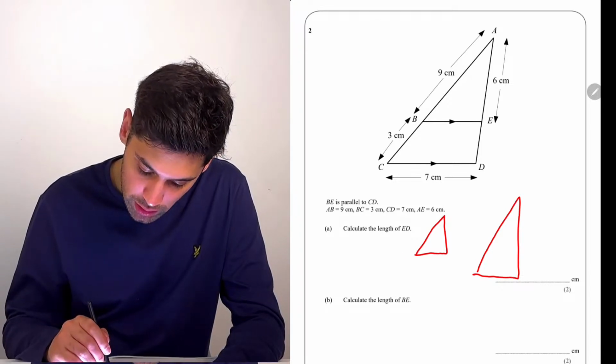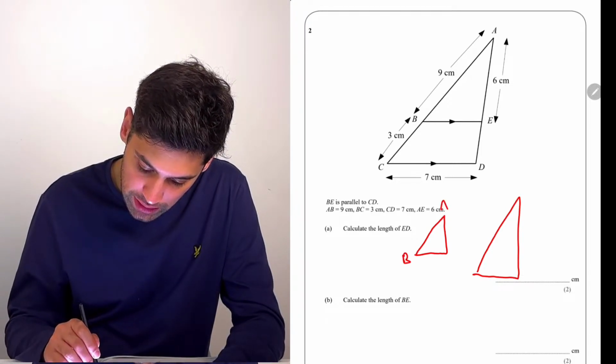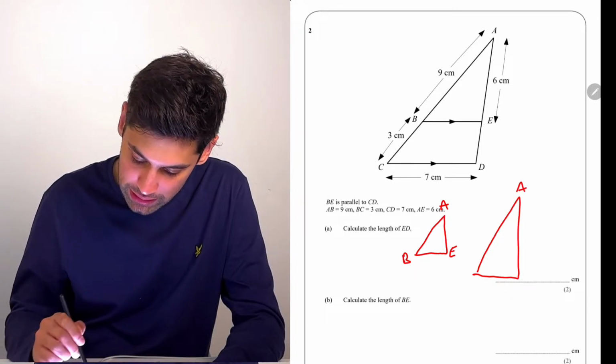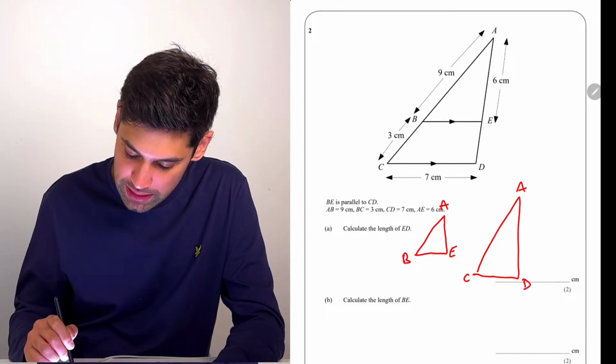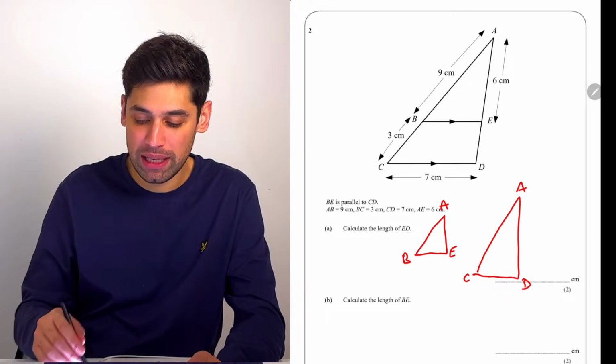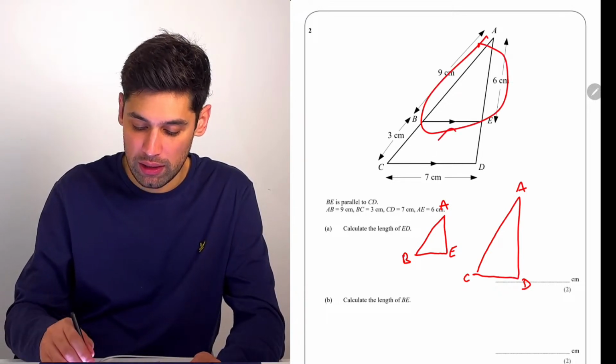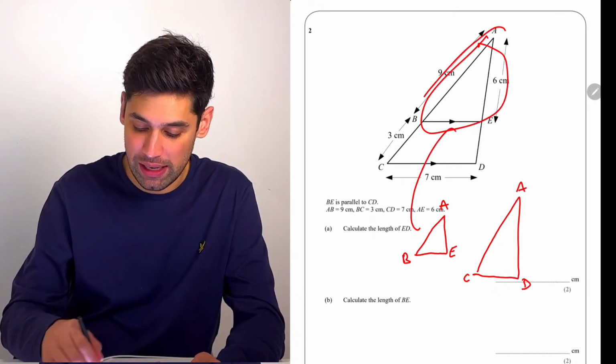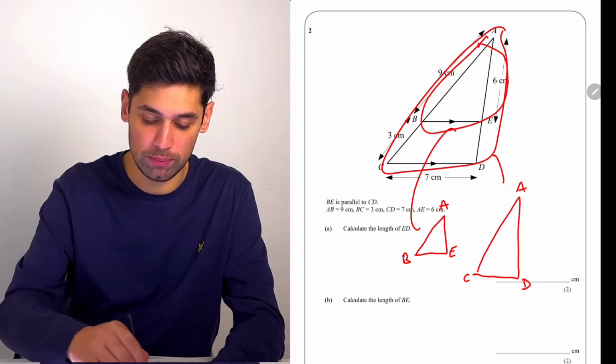So we've got B, A, E, and this is A, C, D. Hopefully you can tell that this ABE is just this section for that one, and ADC is the whole thing, represents that one.